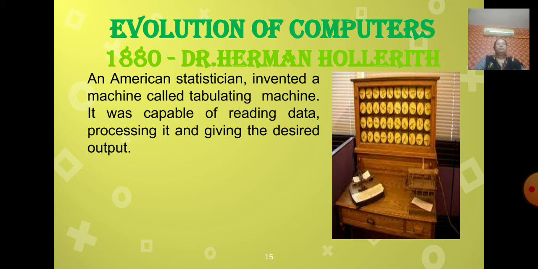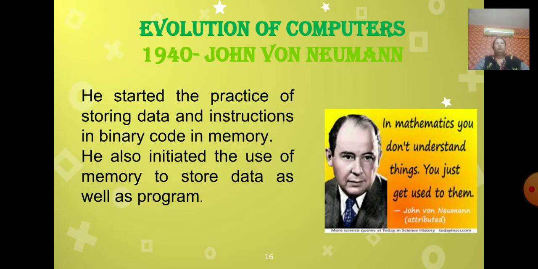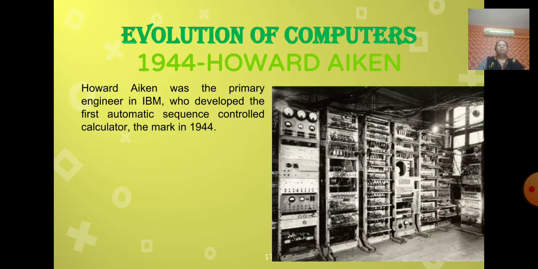Punch card. Now after this, John von Neumann started the practice of storing data and instructions in binary code in memory. Then in 1944, Howard Aiken was the primary engineer in IBM who developed the first automatic sequence controlled calculator. That is known as Mark I in 1944.